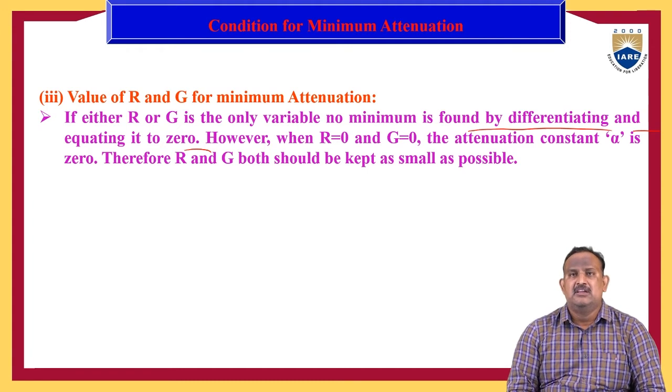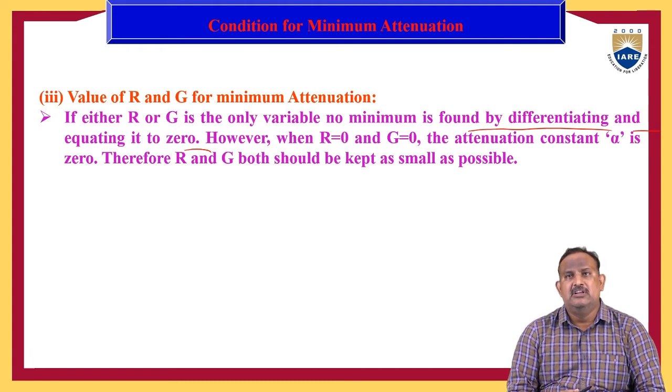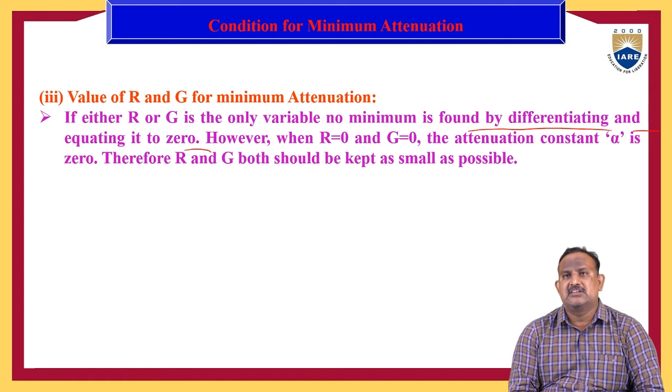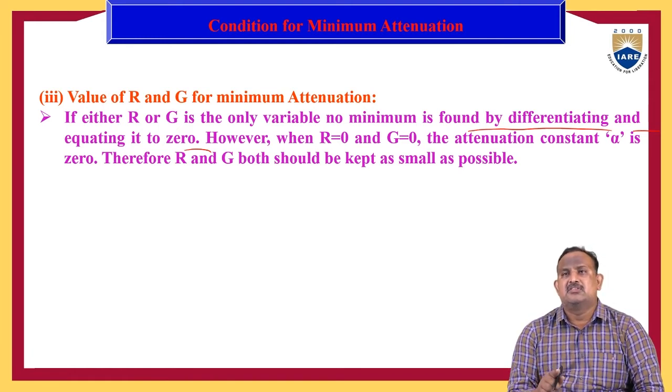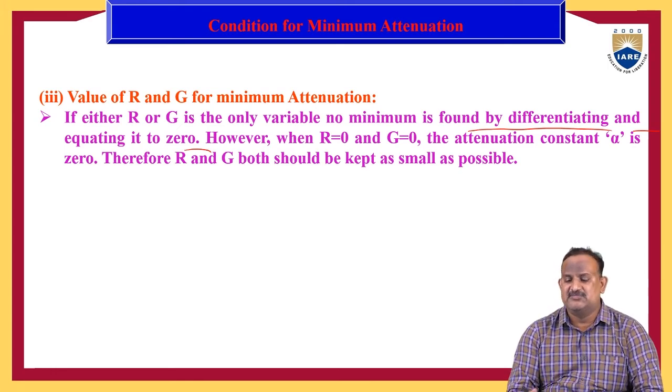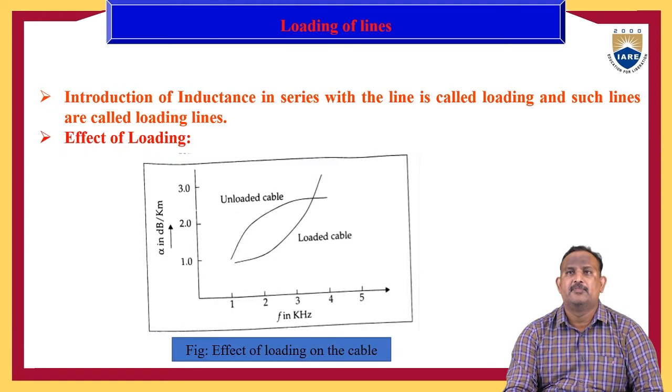I repeat once again, if either R or G is the only variable, no minimum is found by differentiating and equating to 0. For a distortionless line, when R equals 0 and G equals 0, the attenuation constant alpha is also equal to 0. Therefore, to keep the attenuation minimum, we need to choose R and G values as small as possible.